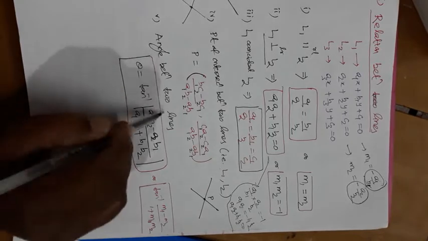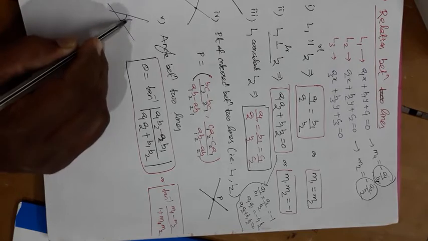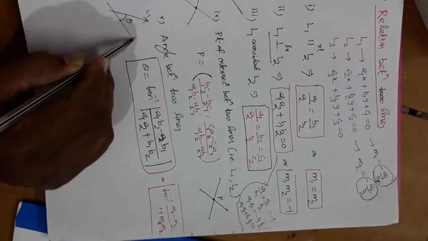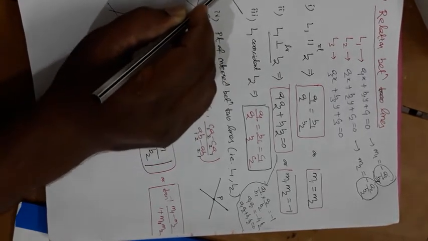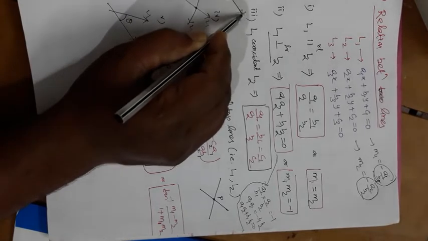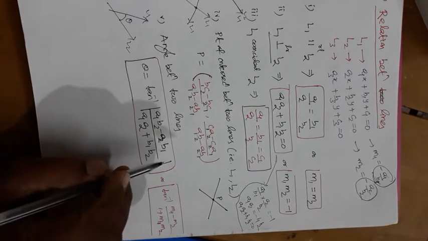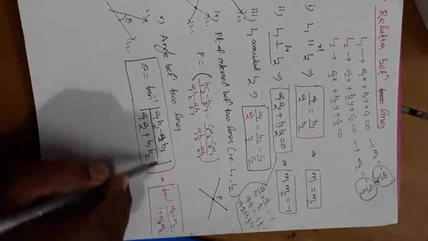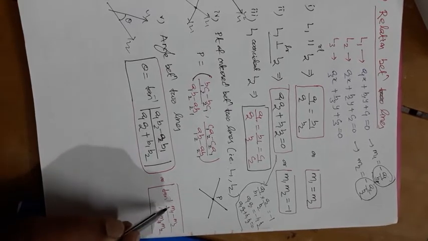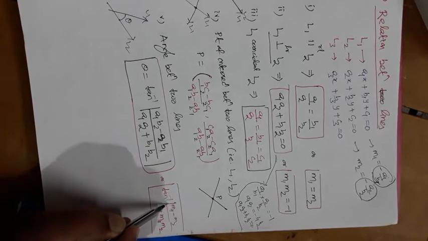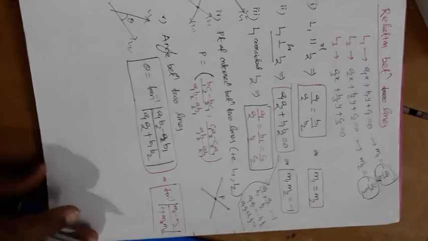Angle between two lines. Similarly, if this is a line and this is a line, and this is the angle theta, this is your L1 and this is your L2. Now the angle between the two lines is tan theta equal to a1 b2 minus a2 b1 by a1 a2 plus b1 b2, or you can write tan inverse of m1 minus m2 by 1 plus m1 m2. You have to take the modulus. A very important thing is there.